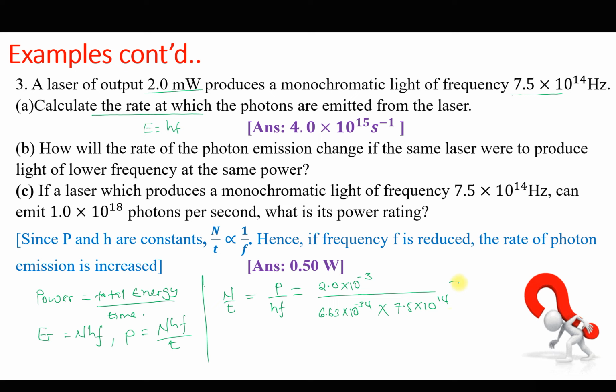So this is giving us the rate to be 4.02 times 10 to the power of 15. So that is the rate, those are the number of photons emitted per second. Okay. Then how will the rate of the photon emission change if the same laser were to produce light of lower frequency?